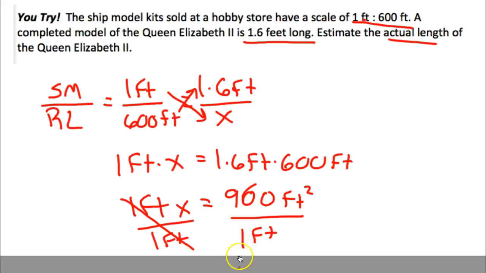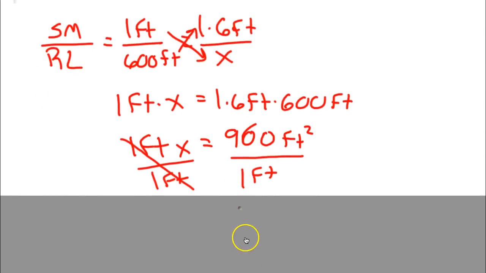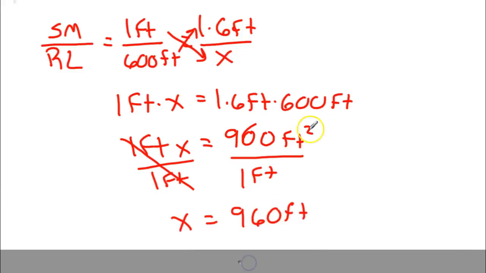I did that. And a little tricky part, right? If you have feet squared divided by feet, one of the feet cancels up here, and I'm left with just feet. So x equals 960 feet. If these unit things are really confusing you, you can try it without the units, and at the end, just know your answer is going to be in feet, no matter what. So if it's confusing, you can just put feet at the end.